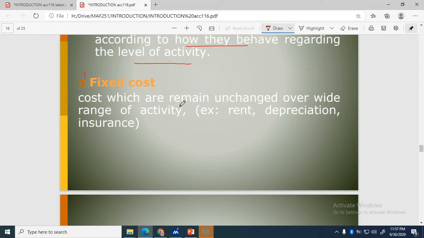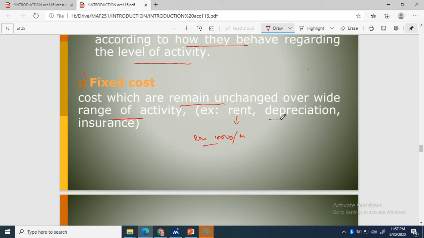The cost remains unchanged over a wide range of activities. An example is rent. If the rental per month is 10,000, then if in one month you produce 1 unit, you have to pay 10,000. If you produce 2 units, you have to pay 10,000. If you produce 11,000, you still have to pay the rental of 10,000.